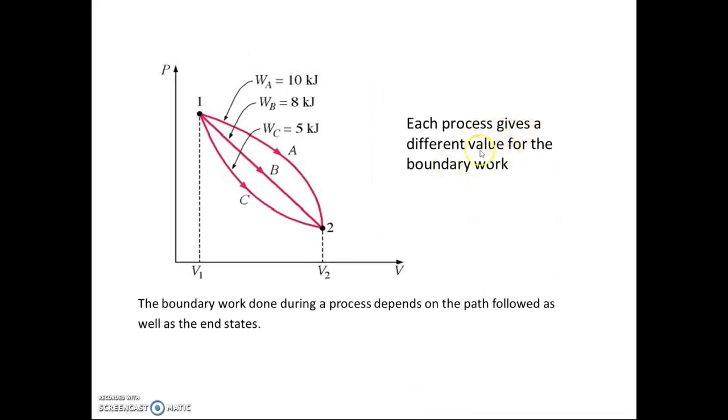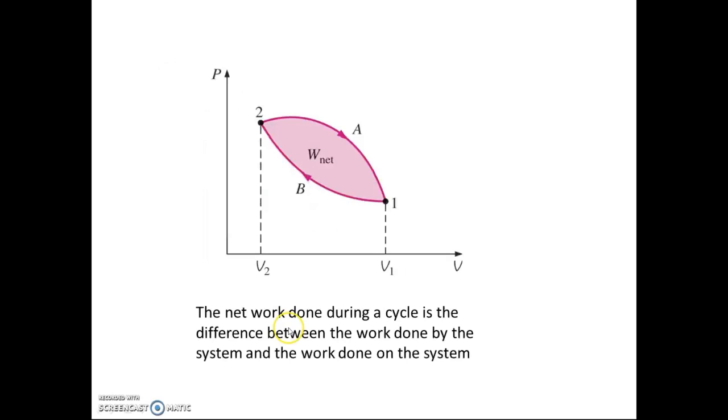Each process gives a different value for the boundary work. Even though we are going from the same state 1 to state 2, the journey comes from different paths: process A, process B, process C. They might use different values of work. So the boundary work done during a process depends on the path followed as well as the end states.